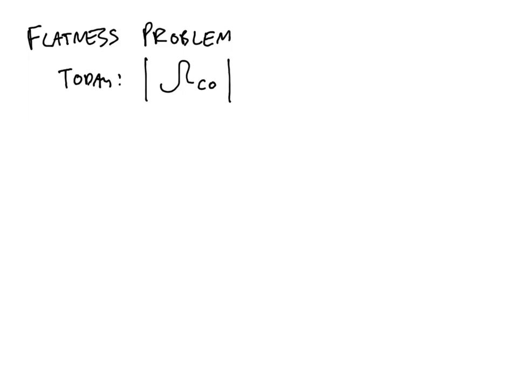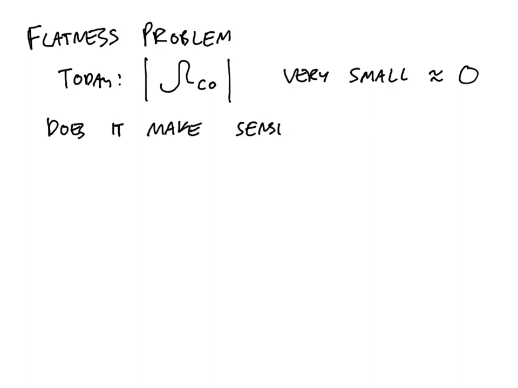Okay. So what is the flatness problem? Remember last time, we talked about the values of all of these parameters, these omegas, these dimensionless objects. In particular, I told you that the contribution to curvature in the universe today, omega c naught, was very small. In fact, it could be zero within error bars. Now, what I want to talk about is whether or not this makes sense. Does it make sense for omega c zero or omega c to be small? Just to remind you, omega c is the thing at all times. Omega c zero is the fraction of the energy in curvature now.